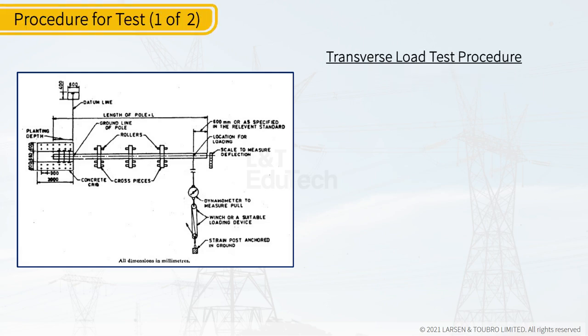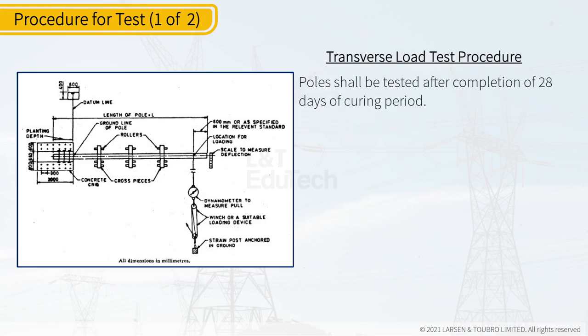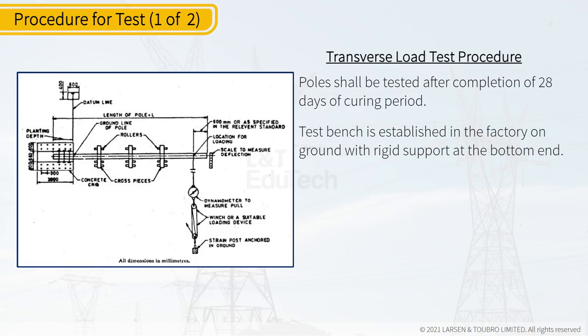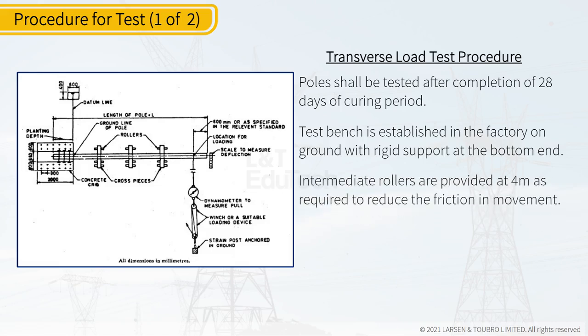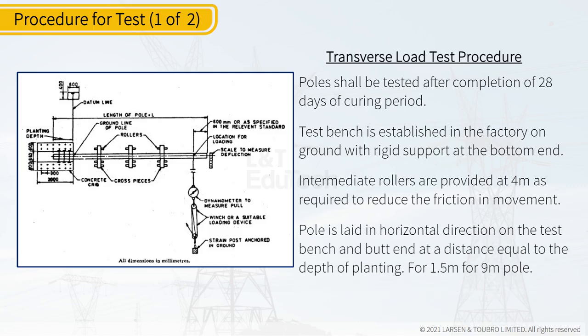Transverse load test procedure. Poles shall be tested after completion of the 28 days curing period. The test bench is established in the factory on the ground with rigid support at the bottom end. Intermediate rollers are provided at 4 meters as required to reduce friction in movement. The pole is laid in a horizontal direction on the test bench with the butt end at a distance equal to the depth of planting, 1.5 meters for a 9 meter pole.